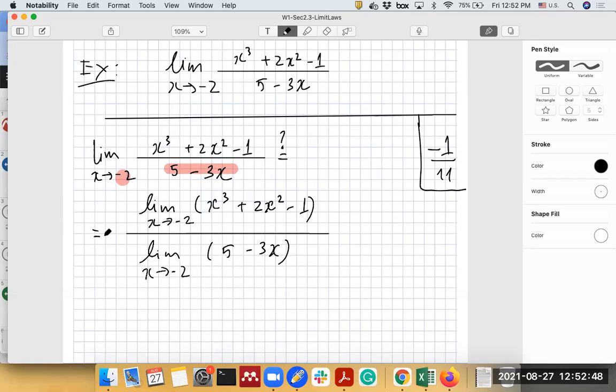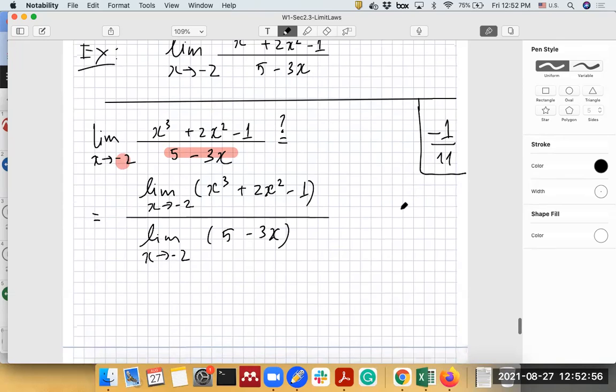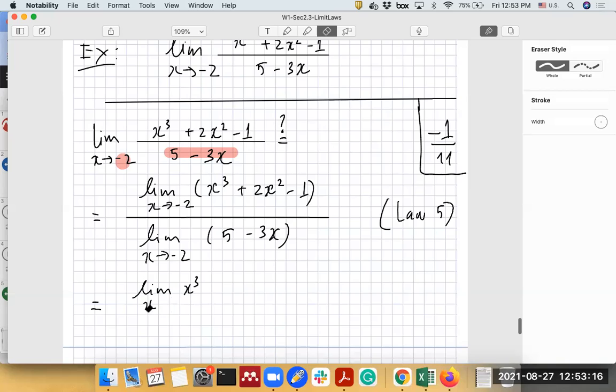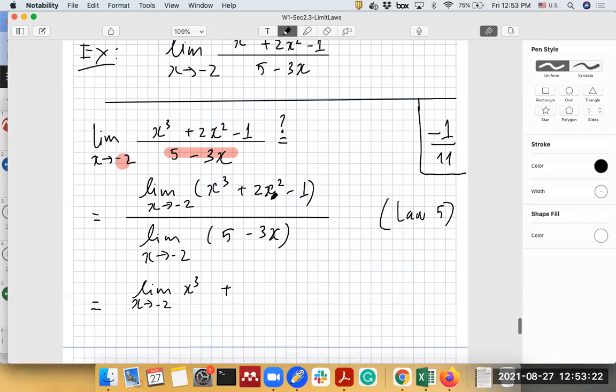Okay, what should we do next? Yes, sum and difference laws to break them into parts. Very good. So indicate this quotient. If I remember correctly, it's law 5, right? Then break it, then it will be the limit of x cubed, x approaches -2. Sorry, it's not a good notation. x approaches -2, plus the constant. We can do it fast now, right?